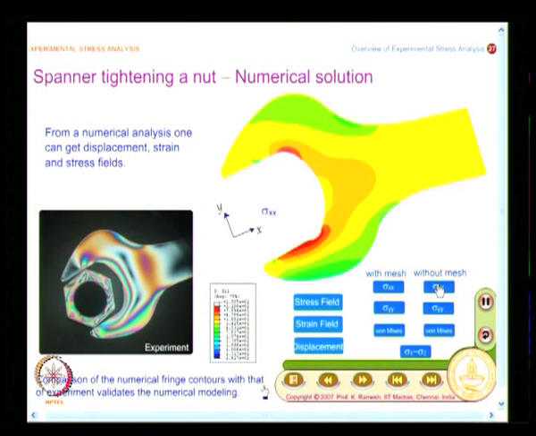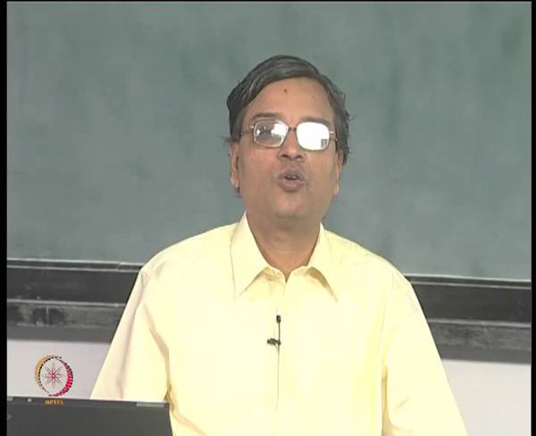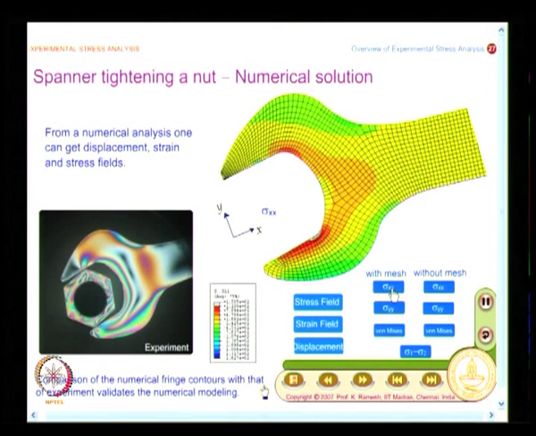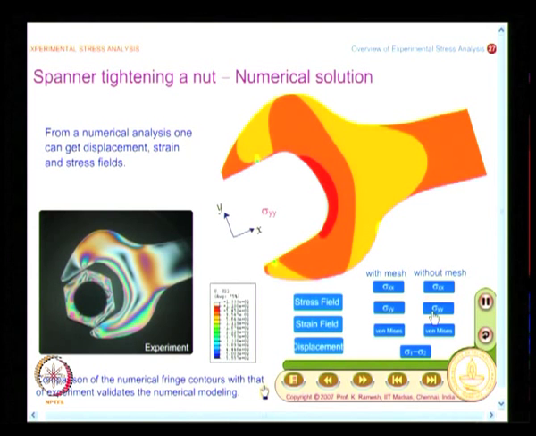You could see this without mesh, you could also see this with mesh. And for this, you do not have to take the trouble of sketching it, because it is too complicated for you to sketch. The idea is to visualize what information is available from a numerical solution. I have the mesh here and you have a nicely done mesh, these are all quadrilateral elements, and I have the sigma xx stress contour. Similarly, I can also get the sigma yy stress contour, and I can also get von Mises stress contour.